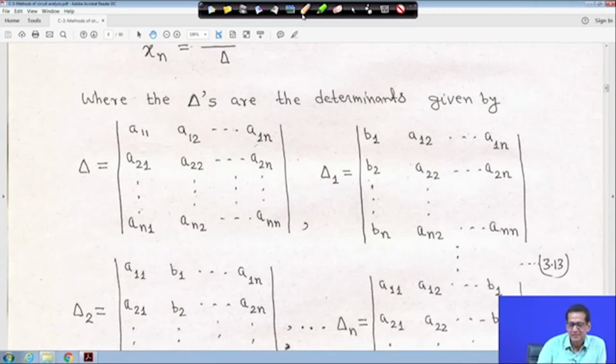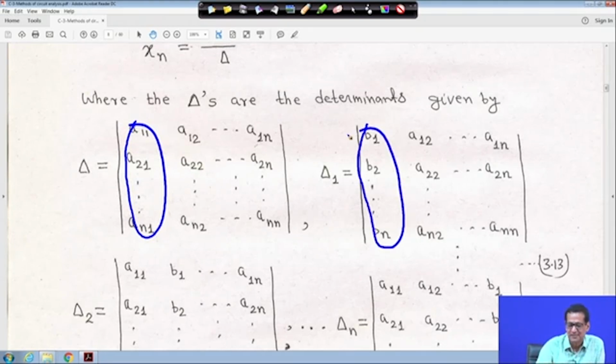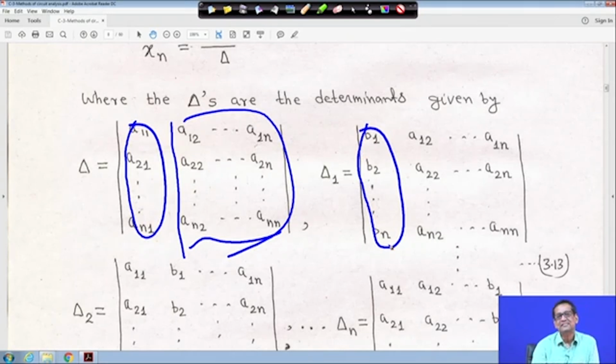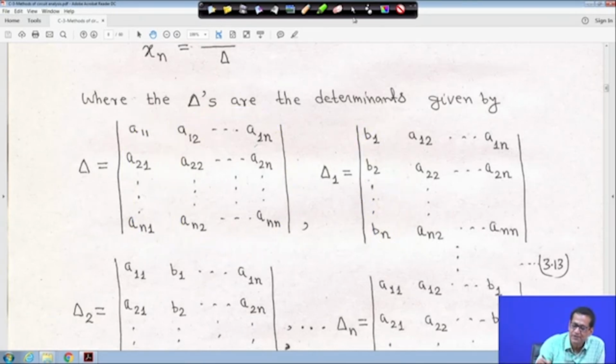So, how you will do it: if you take the first column, only this first column you replace by B1, B2 and Bn, the rest will remain the same. Whatever determinant comes, that will be delta 1. All the other elements remain the same. Just replace the first column of A11, A21 up to An1 by B1, B2, Bn, and calculate delta 1.